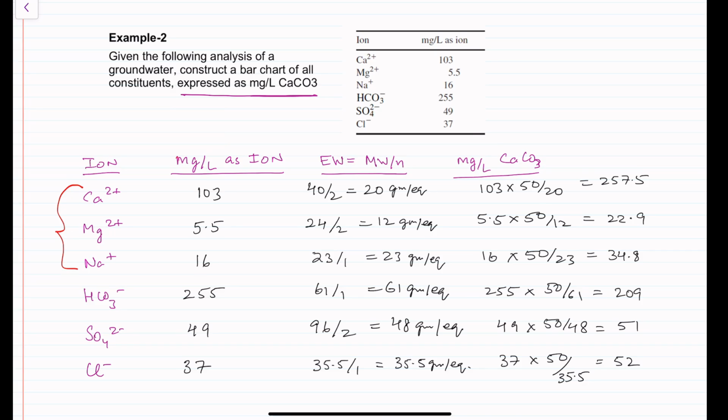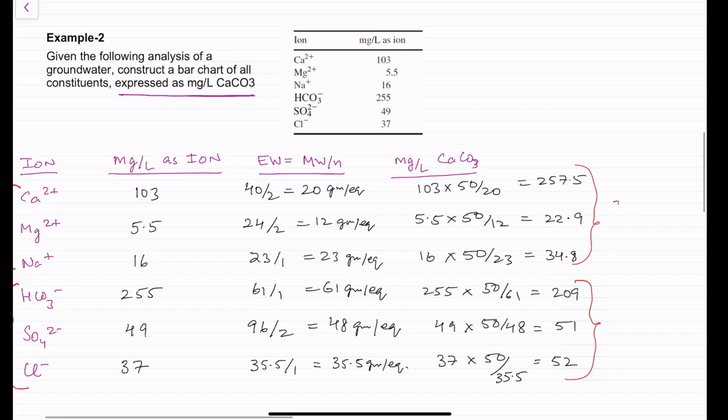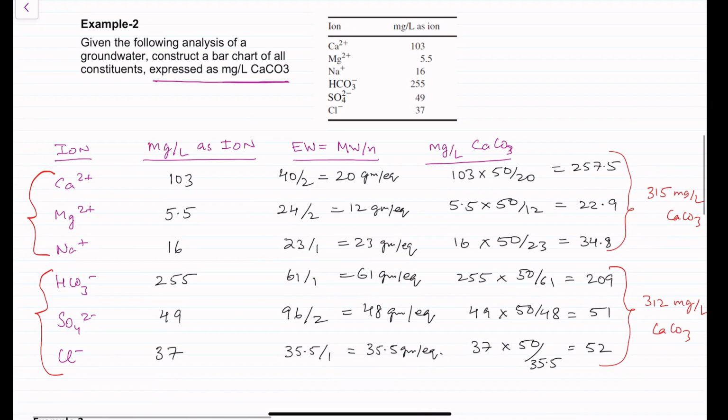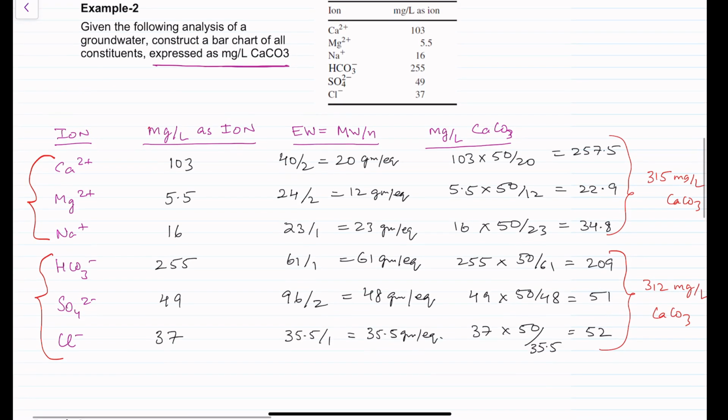These are positively charged cations and these are negatively charged anions. So their total should ideally be the same, since any water sample is neutral. This one totals 315 milligram per liter CaCO₃, and this is pretty close, 312 milligram per liter calcium carbonate. So with that information, we can proceed to make our chart.